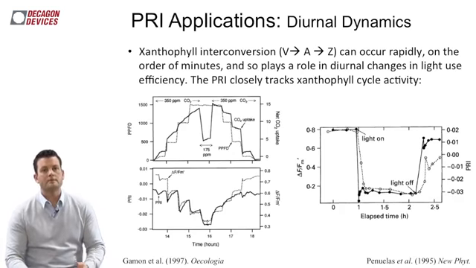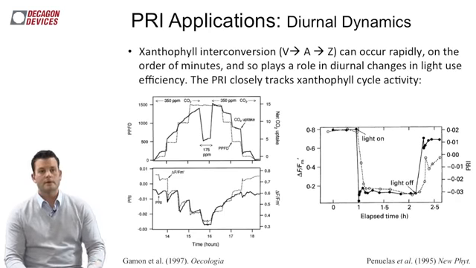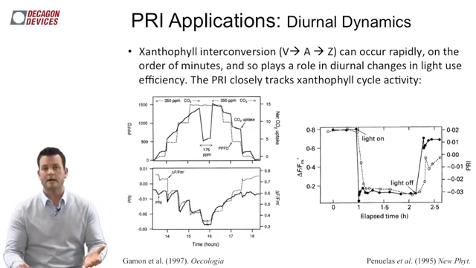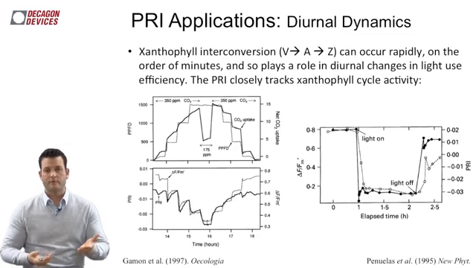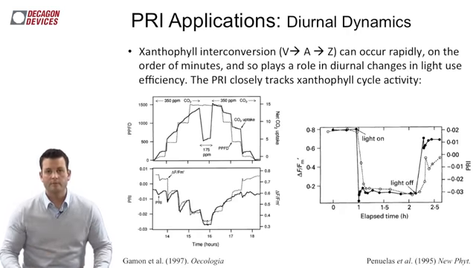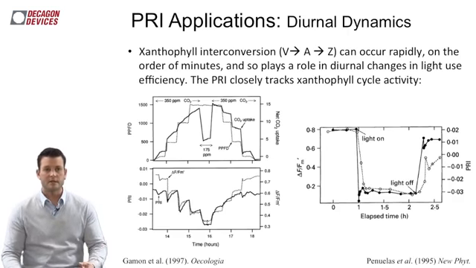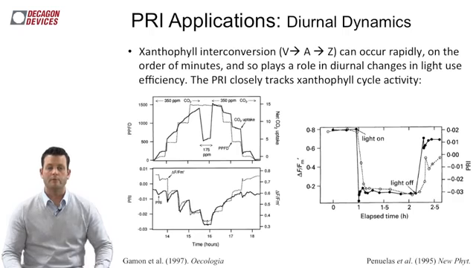So you can imagine that PRI could be useful for getting at some of these really rapid changes, for example, that might occur over the course of an entire day, or as a plant canopy is going from sun to shade, or as other environmental variables are changing. We would expect changes in light use efficiency that the PRI might be able to pick up on.